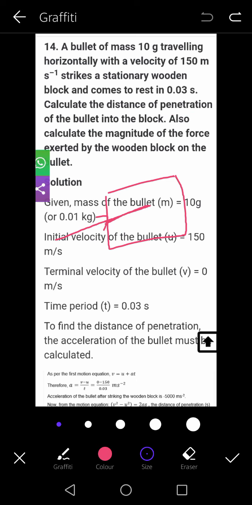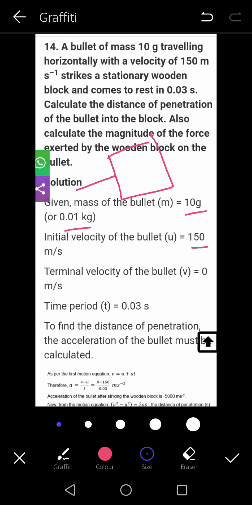So for that we'll write what are the things given. Mass of the bullet is given 10 gram. You convert it to kg, gram divided by 1000. 10 gram by 1000 gives us 0.01 kg. Initial velocity of the bullet 150 meter per second. Terminal velocity of the bullet. Terminal means final velocity, because the bullet is entering this block and at a certain distance it will stop. So what is the final velocity? It will be 0. Then the time period, how much time the bullet has taken to stop, 0.03 second is given here.